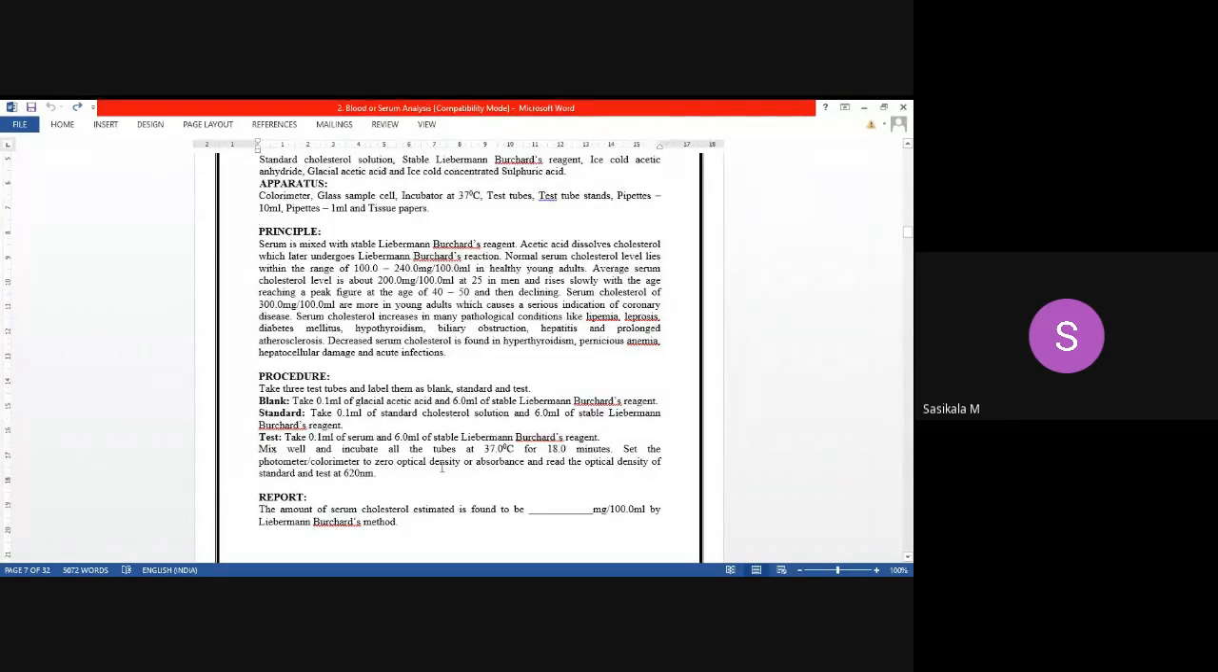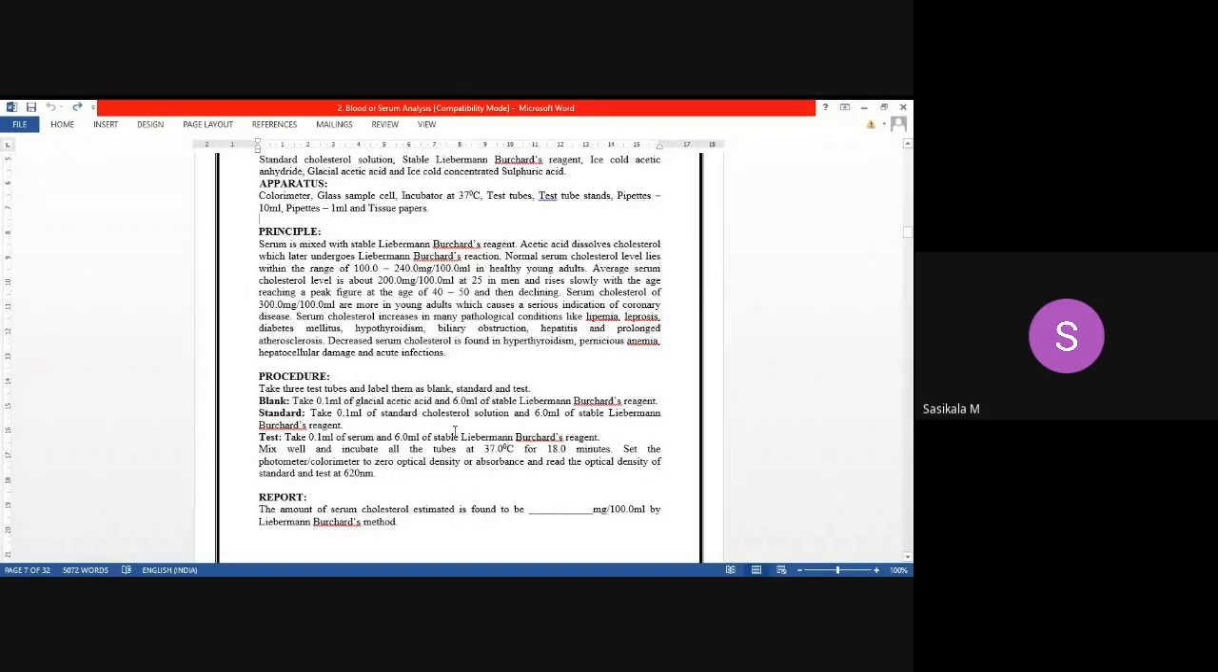Then mix well. The solutions must be mixed within each test tube, with its particular sample, not together. Then incubate all the tubes at 37 degrees Celsius for 18 minutes in the incubator. Within those 18 minutes, the reaction between cholesterol and Liebermann-Burchard's reagent will be completed. Then set the photometer or colorimeter to 0 optical density or absorbance with blank.